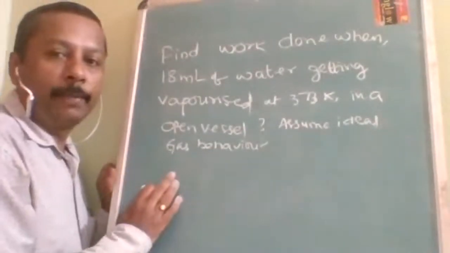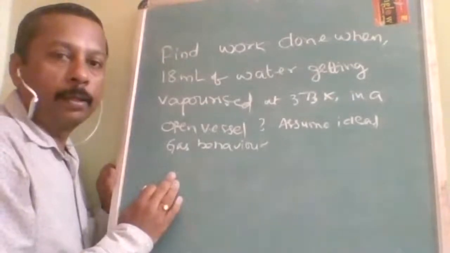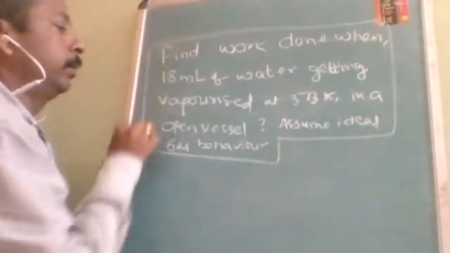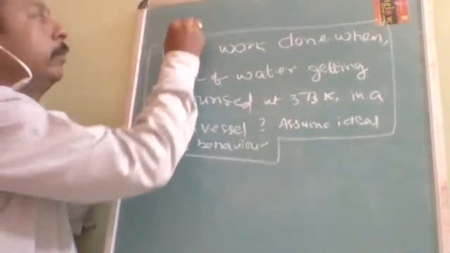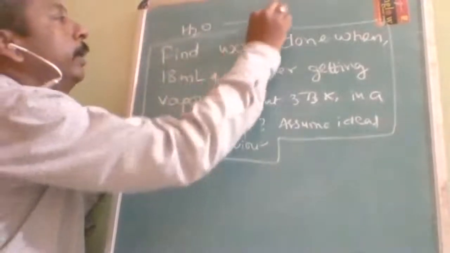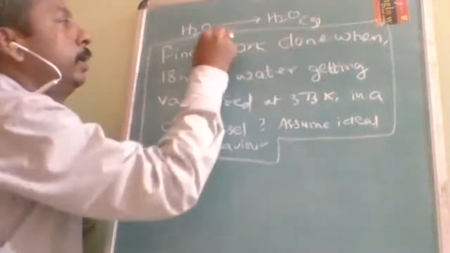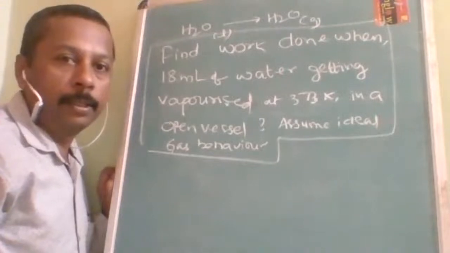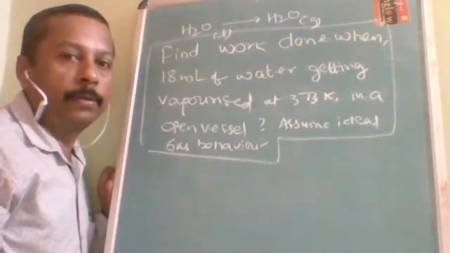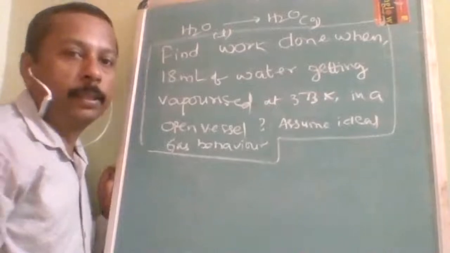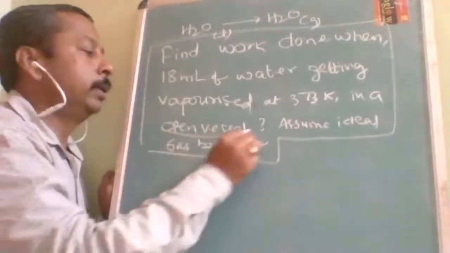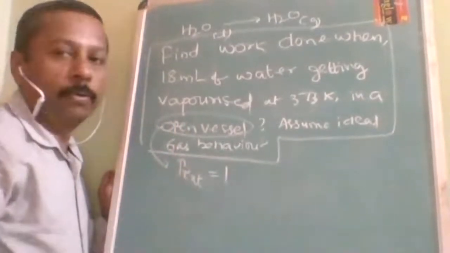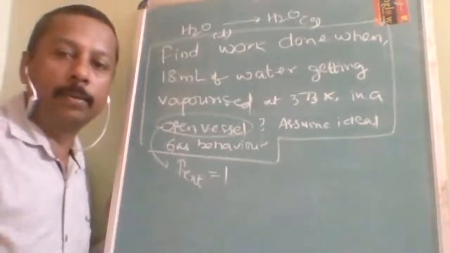So this question appears to be chemical thermodynamics, but it is not so. When H2O evaporates, the reactant is in the liquid state and the product is in the gaseous state. So there will be expansion, which means we should calculate only expansion work. And an open vessel shows that P external is equal to 1 atm.